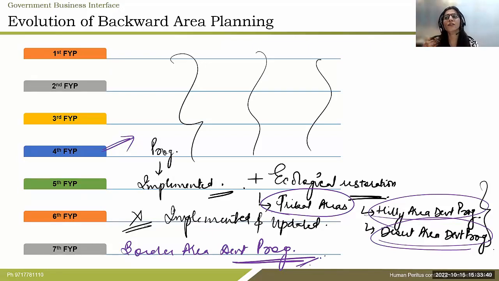But later on, other factors also were being considered during this development, such as social, educational, and economic factors were also being considered during this plan.